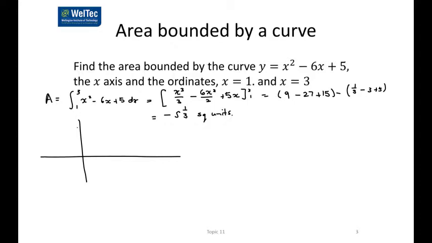It's going to cut the y-axis at 5. If we factorize that, it would be x minus 1, x minus 5. Just check that: that's x squared, minus 5x minus x, so minus 6x plus 5, yes. So that's the curve, and it's going to cut through at 1 and 5.